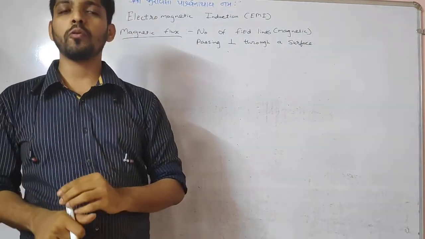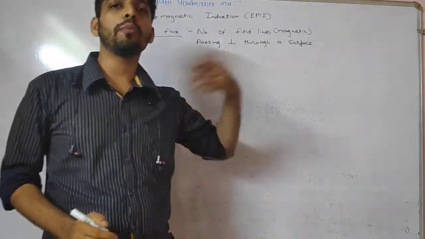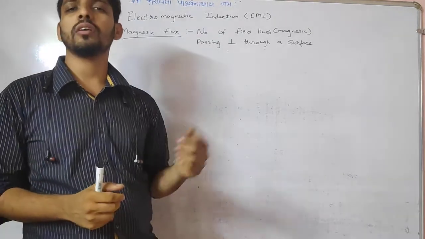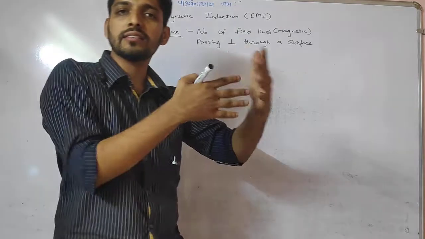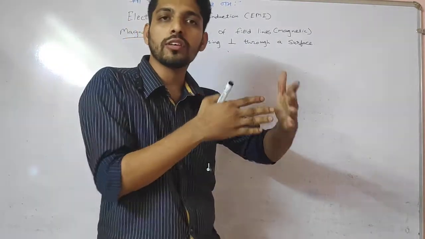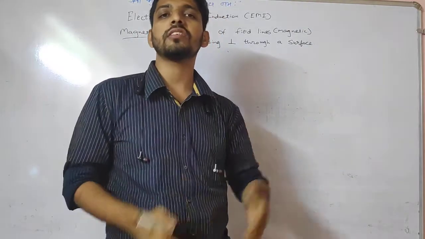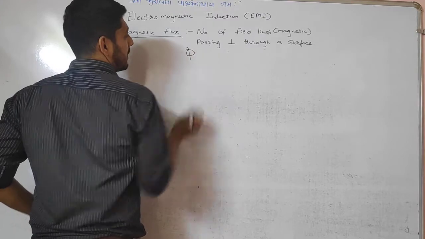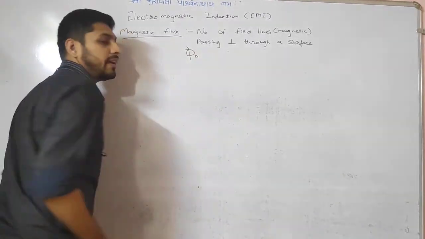I hope you all remember what was electric flux. If you are not remembering, just go back to your first chapter, revise it. And if you are still not getting it, you can understand it over here also. So what is a flux? Flux is a number of field lines passing through a surface. Suppose this is a surface, then the number of field lines passing through this surface is known as flux. Generally it is denoted by phi. Here we are talking about magnetic flux, that is why we will be using phi b.